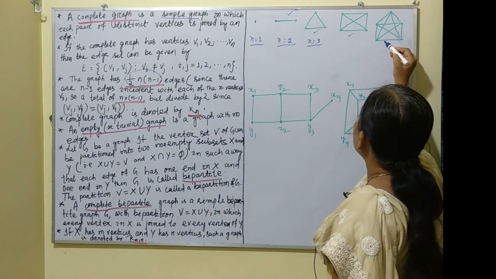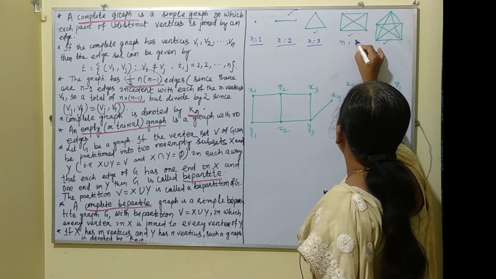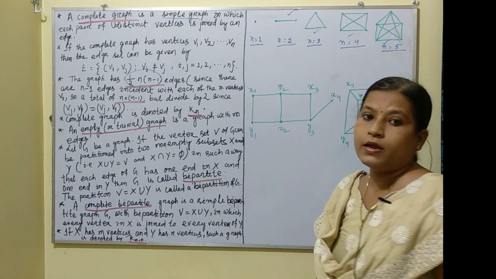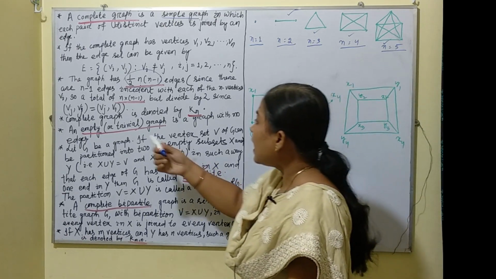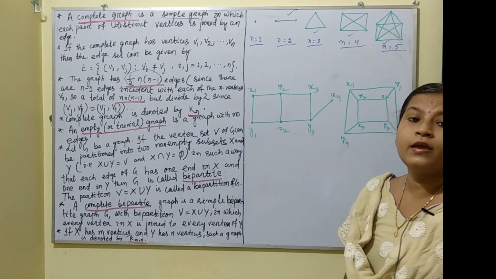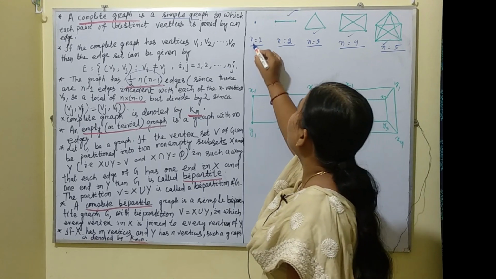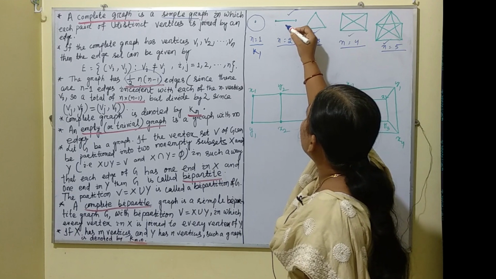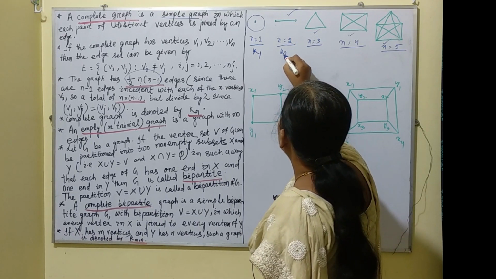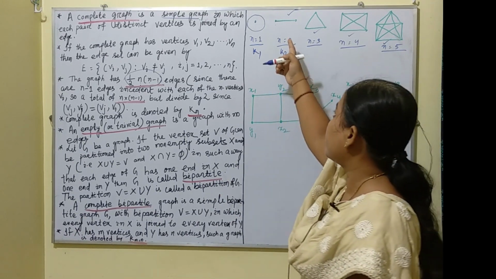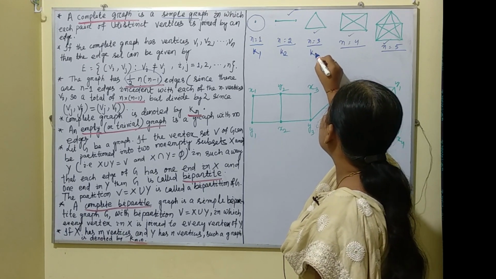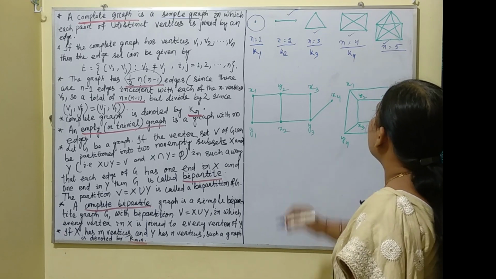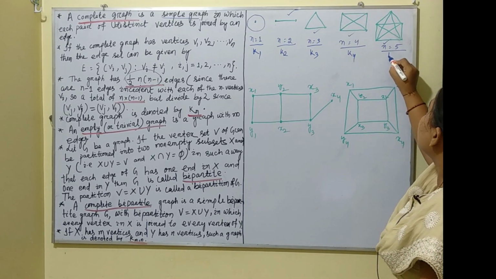We can see in these graphs n equal to 4, n equal to 5. These are examples of complete graphs. The complete graph is denoted by Kn. So we write this graph as K1, and for n equal to 2, K2. The K2 graph is like this, this is the K3 graph, this graph is denoted by K4, and this is K5.